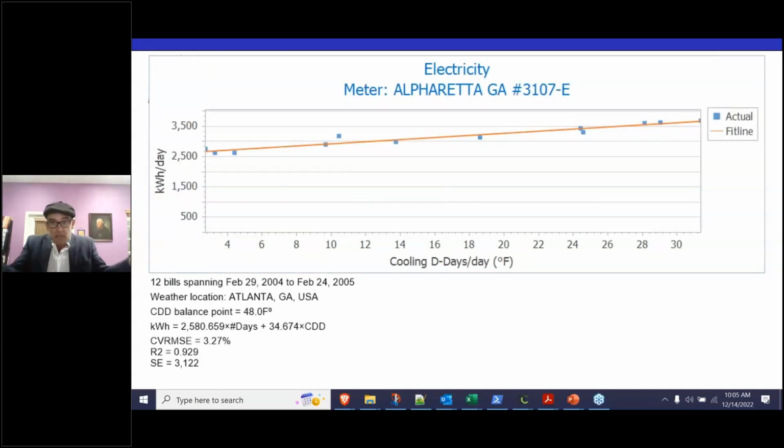So first off, this is a regression. All those dots represent utility bills. When you're doing this option C type M&V, you usually use about 12 or 24 bills, and you do a regression, usually versus weather, depending on the meter. There could be other variables, but we're not going to go there today. The regression really is just the best fit line through the points, and there are these statistical indicators down here that would tell you whether this is a reasonable regression or not.